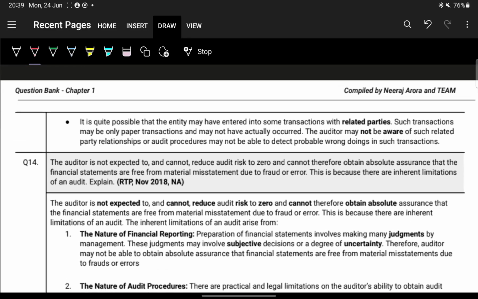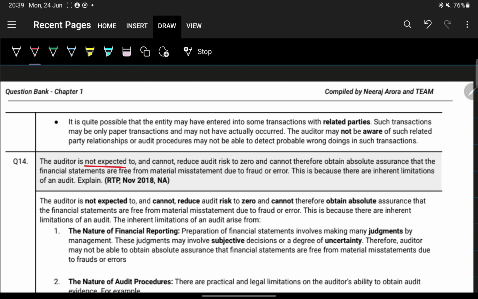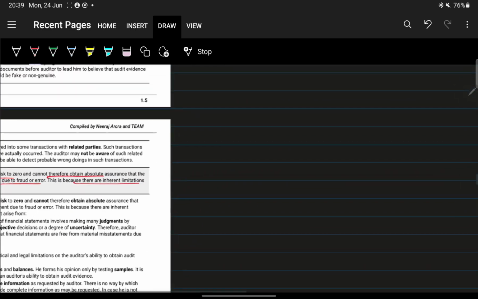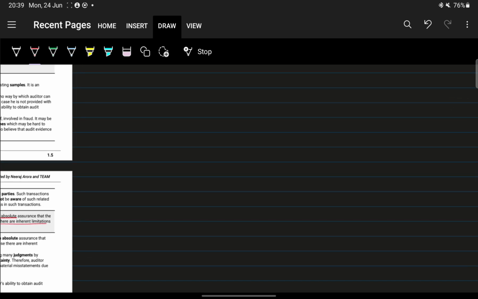Next, here the auditor is not expected to and cannot reduce audit risk to zero, and therefore cannot obtain absolute assurance that the financial statements are free from material misstatement due to fraud or error. This is because there are inherent limitations. When it comes to inherent limitations, like I told you yesterday or in the revision classes, before you start the main inherent limitations, you'll have to start with a base.